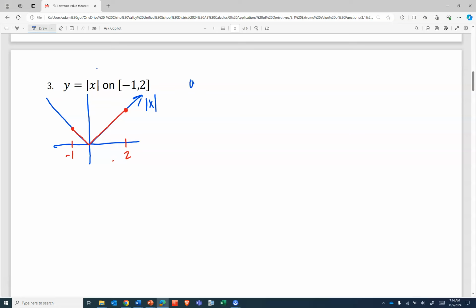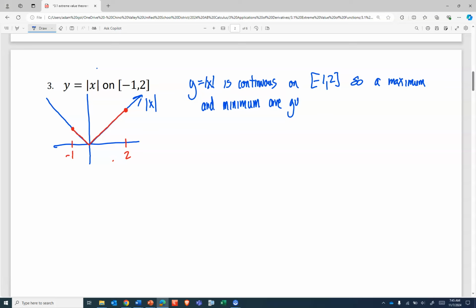So we can clearly see, we know the absolute value of x is continuous on -1 to 2. So a maximum and minimum are guaranteed. My pen seems to be going slow. Okay. So critical values.